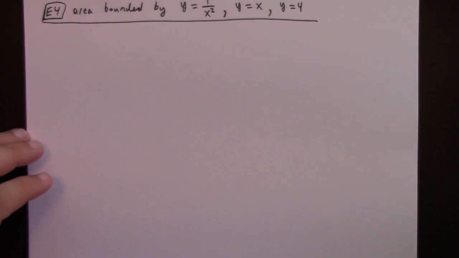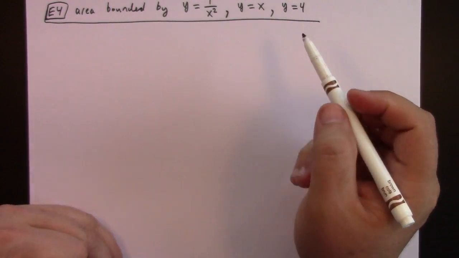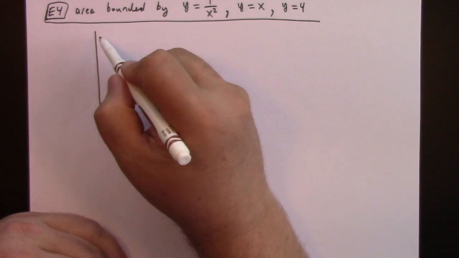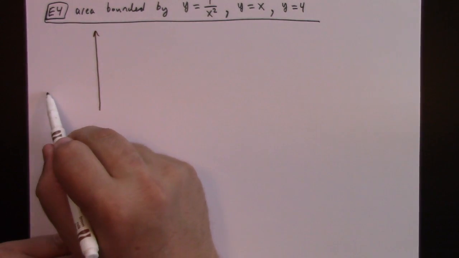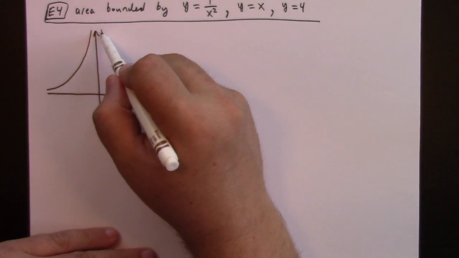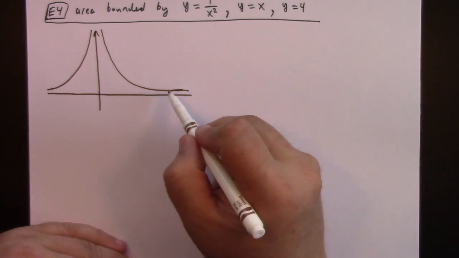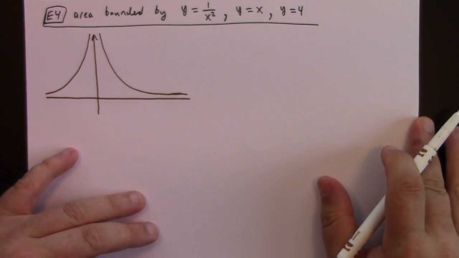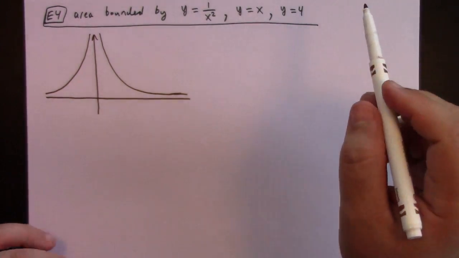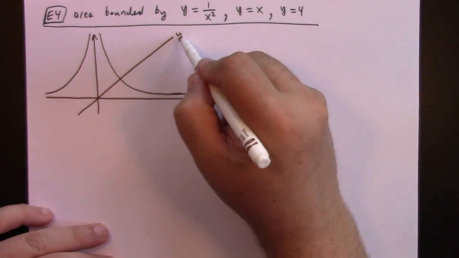One more example here. Find the area bounded by y equals 1 over x squared, y equals x, y equals 4. So let's see here. Y equals 1 over x squared is what I like to call the volcano curve. So it's like this guy. Right, it's got a vertical asymptote at 0. It does not curve back up over here. Sorry. And y equals x, well, that's this guy.